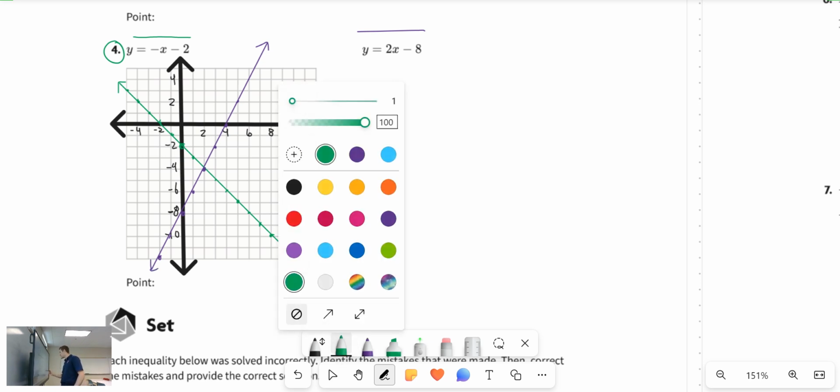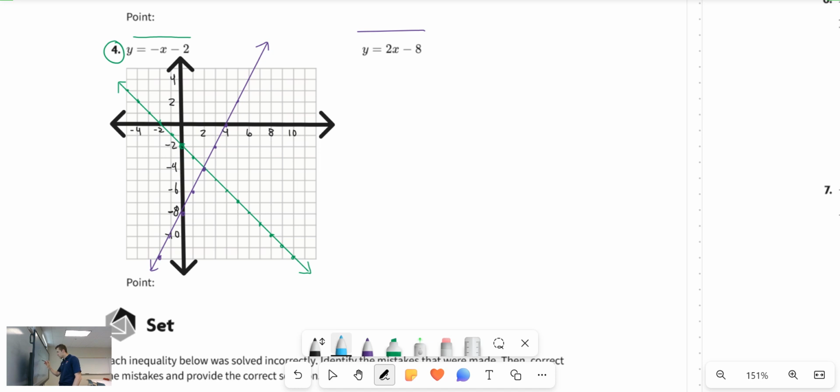And our intersection point now is right there, which appears to be 2 and negative 4. So our point is 2 in the x direction, and negative 4 in the y direction. So 2, comma, negative 4.